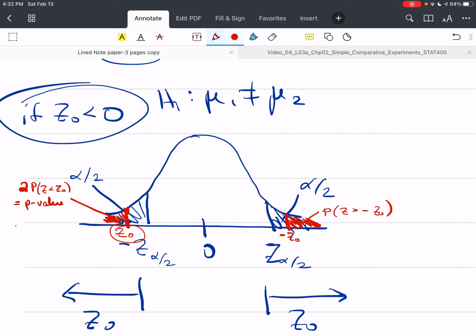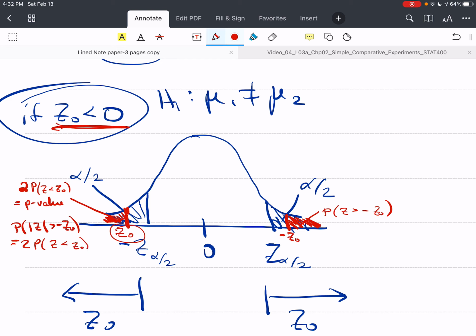You could say that it's the probability that the absolute value of z is greater than negative z naught in this case, because we've said that z naught is negative. And that would equal 2 times the probability that z is less than z naught, since z naught is negative.